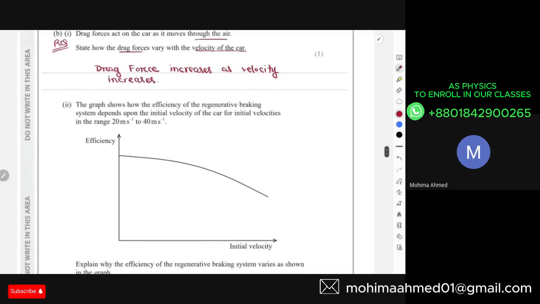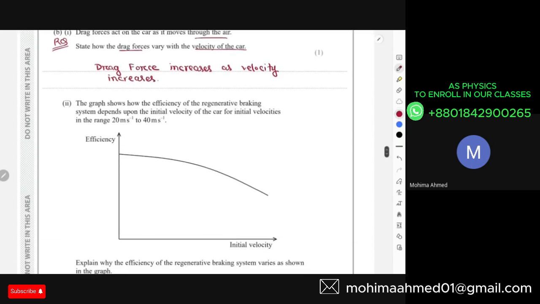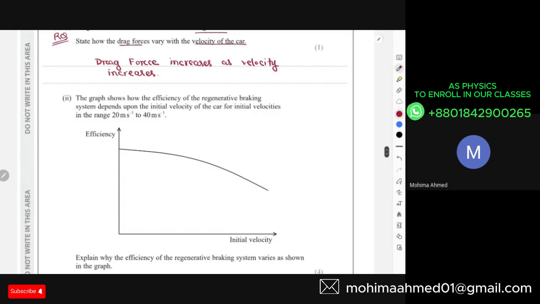As velocity increases. Okay, then after this, it says the graph shows how the efficiency of the regenerative braking system depends upon the initial velocity of the car, for initial velocities within the range of 20 to 40. In this case, the initial velocity was 13, if you remember, right? From 13, it starts to decelerate.